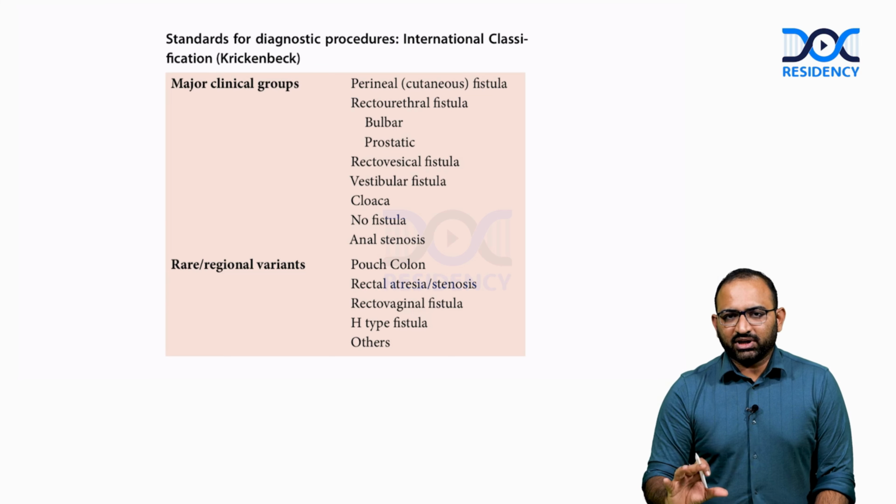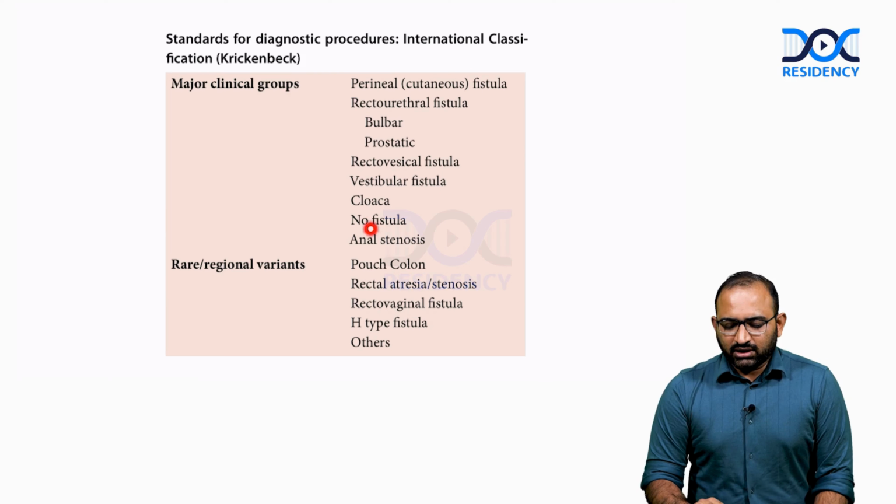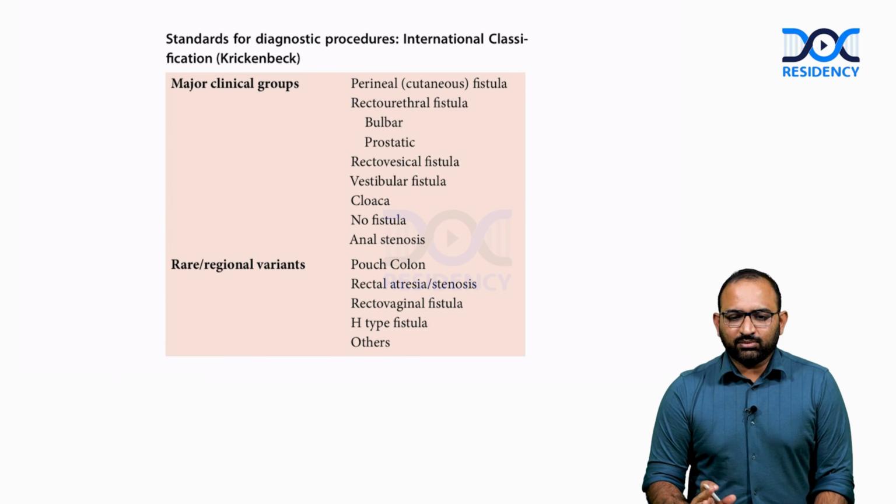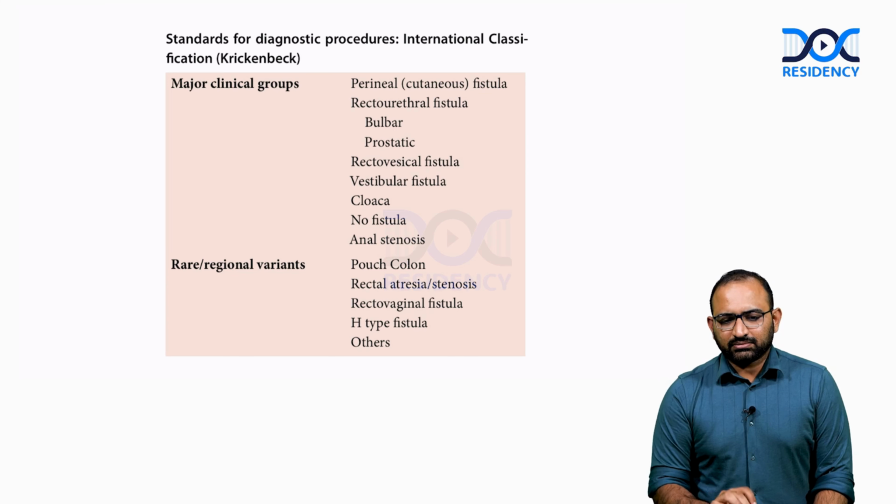That is, all the three openings will be seen in a single hole in the perineum. That is called cloaca. ARM without fistula is seen both in males and females. That is, the rectum ends in a blind pouch and it stays inside without any fistula. Anal stenosis again is seen both in males and females.